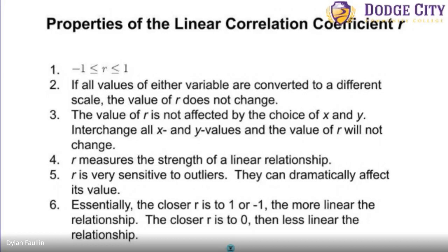R is very sensitive to outliers. They can dramatically affect its value, so we have to be careful about outliers. Remember, those are points that are really far away from the rest of the points. And as I already mentioned a couple times, the closer R is to 1 or -1, the more linear it is.